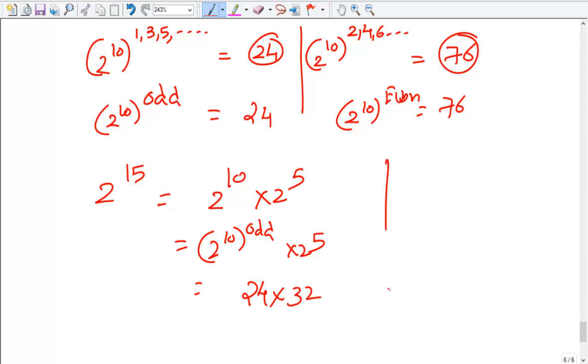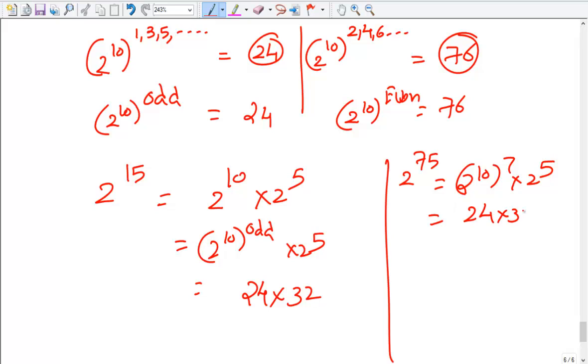Let's take it. Why should we say 2 power 15? We can say 2 power 75 also. That's going to be 2 power 10 whole power 7 into 2 power 5. So 2 power 10 whole power 7 is odd. 2 power 10 whole power odd is 24. So 24 into 32. That's very easy.